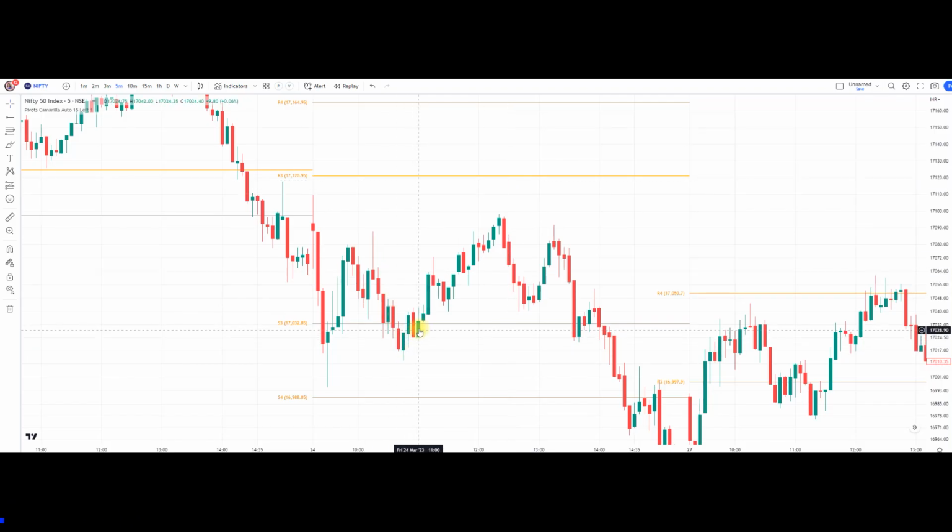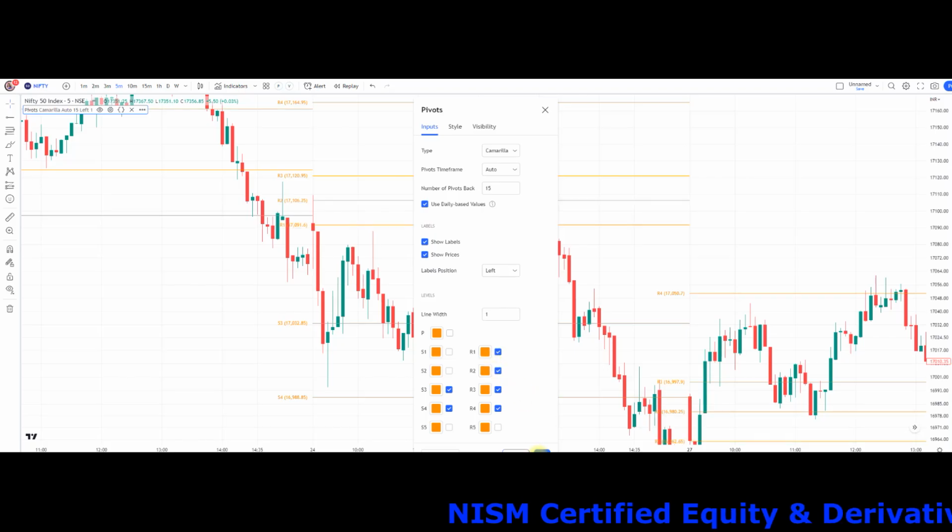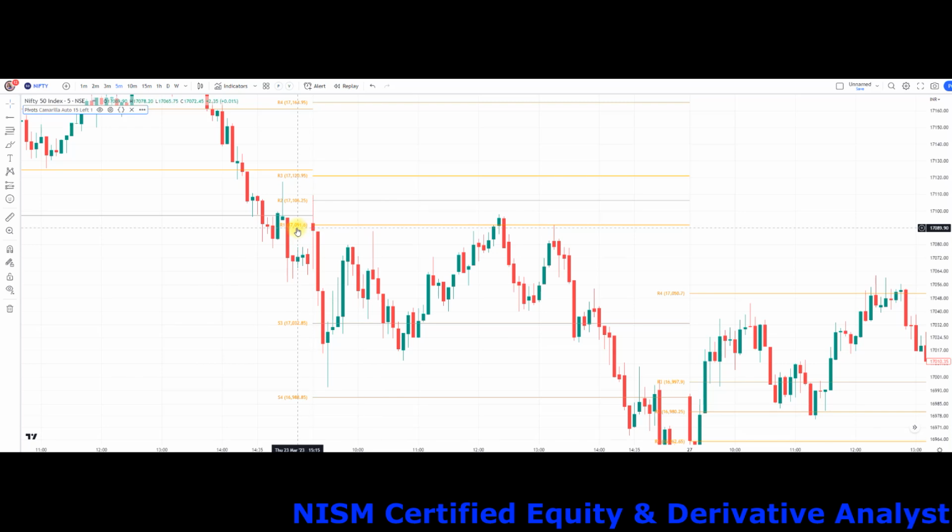Here we can see the price is moving from S3. Okay, so we can enable the R2 and R1 to know the resistance 1 and resistance 2. That is R1 and R2. So here I have unchecked the R1 and R2.